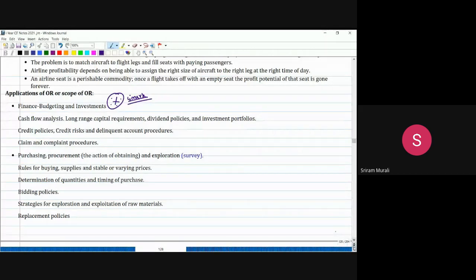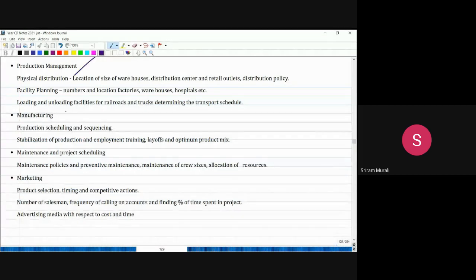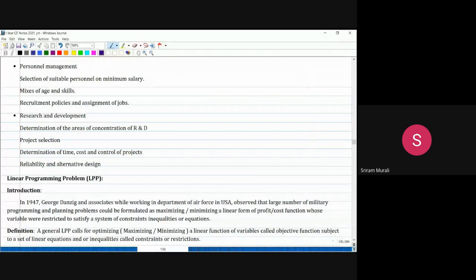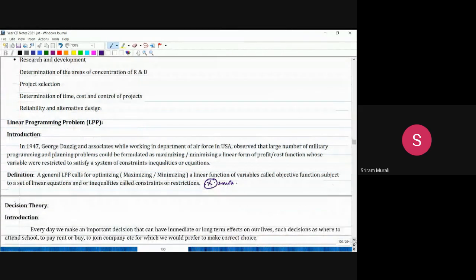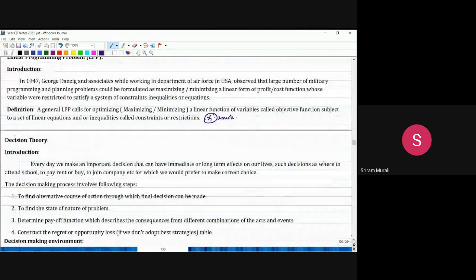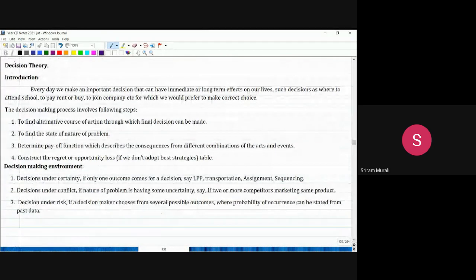I don't like to waste my energy on this production management, manufacturing, marketing. If you have any queries, you can come with your questions tomorrow, I shall answer. And what is linear programming problem? This is another 2-mark question which you can get in exam. This linear programming model was found by the US military, UK military. Now I shall go to decision theory after this. Please go through all these theoretical sides. Let us meet tomorrow.